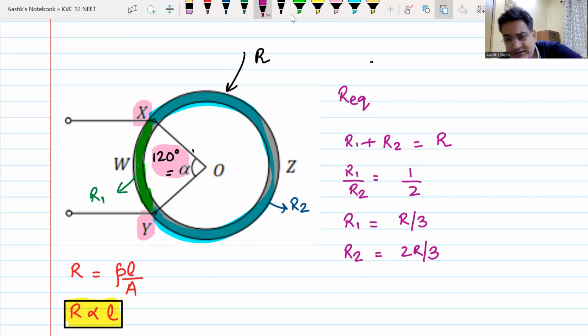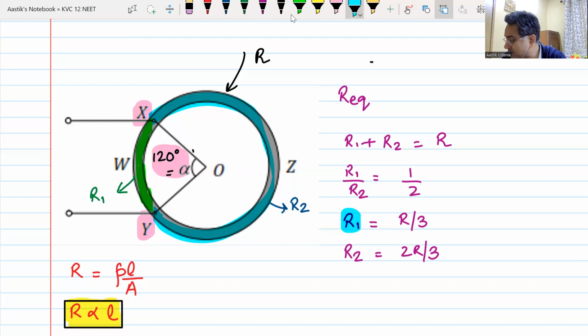The entire circle is divided into two angles. One angle is 120 degrees. In the previous case, it was 180 degrees. So, the upper half and the lower half, they were of equal length. Therefore, R by 2 and R by 2, they become half each. Understand my point?